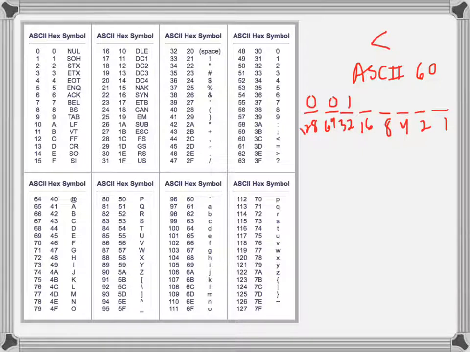So 16, does that go into that? Yes, it goes in one time. I could subtract 16 from 28, and now I have 12. 8 goes into that, and I'd have 4 left over. 4 goes into that, and then I have nothing left over, so I put zeros in there. So there is the binary code for the less than sign. 0011 1100. That's what the computer is seeing and using whenever you type the less than symbol in.